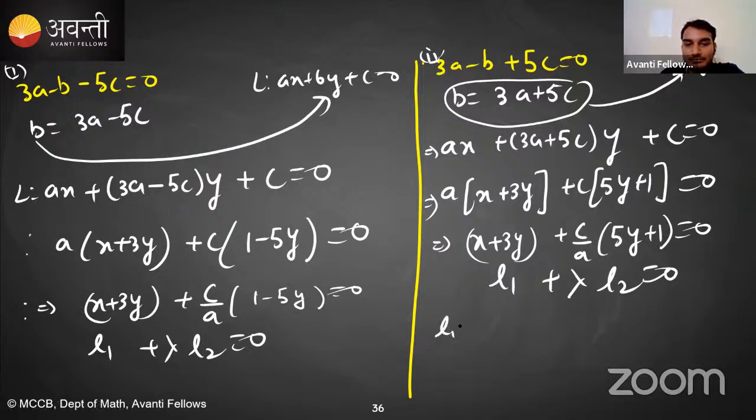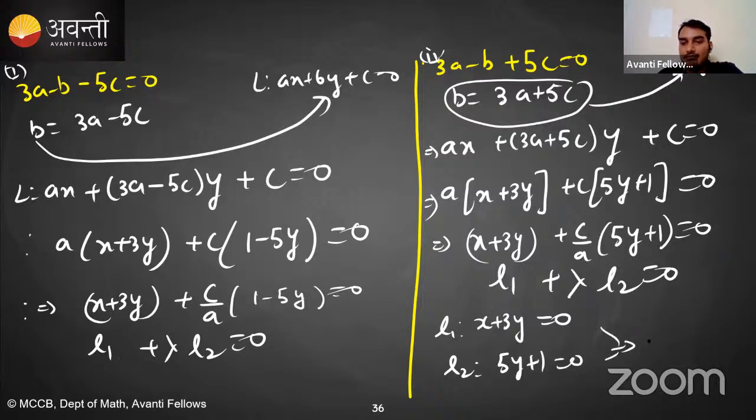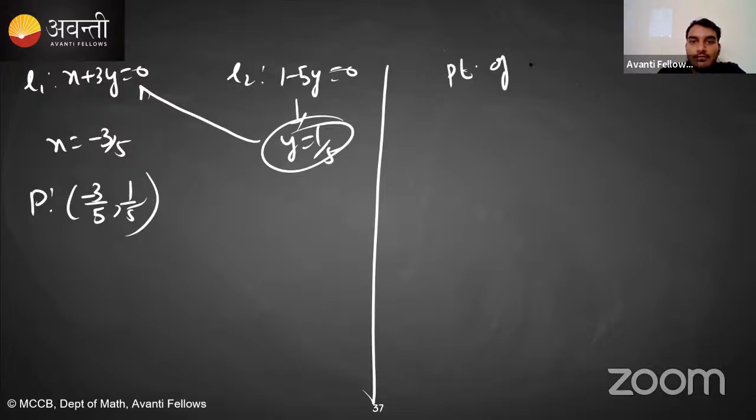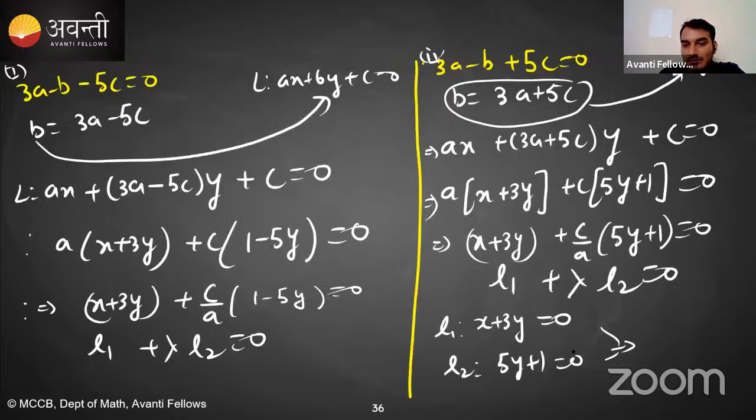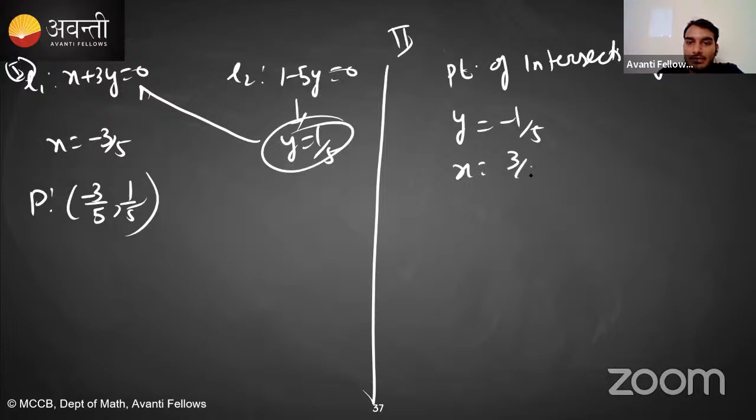So what is L1? x plus 3y. What is L2? 5y plus 1. So from here, what point of intersection do we get? This is for the second case, and that was for the first. The point of intersection of L1 and L2: y is minus 1 by 5. What is x? Put minus 1 by 5 in this, x is 3 by 5. So the point is 3 by 5 comma minus 1 by 5.